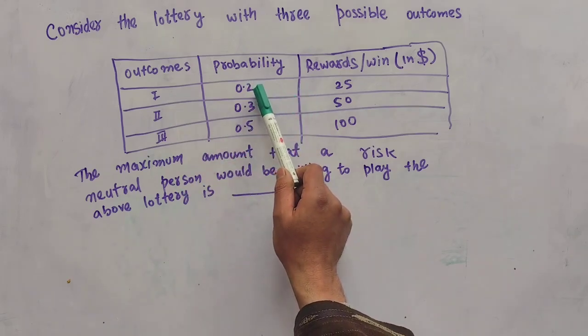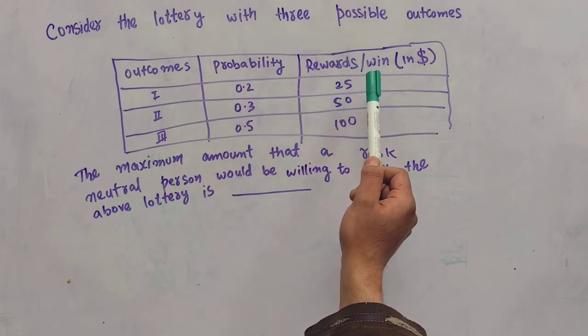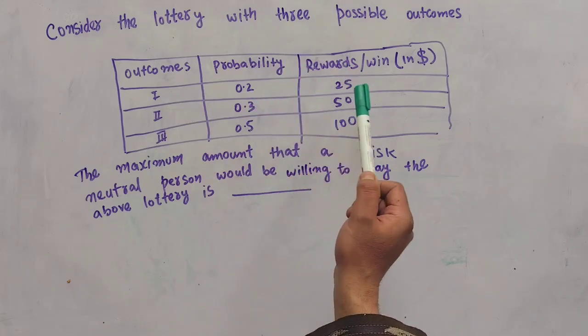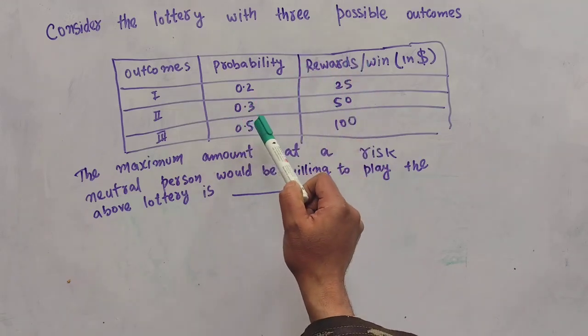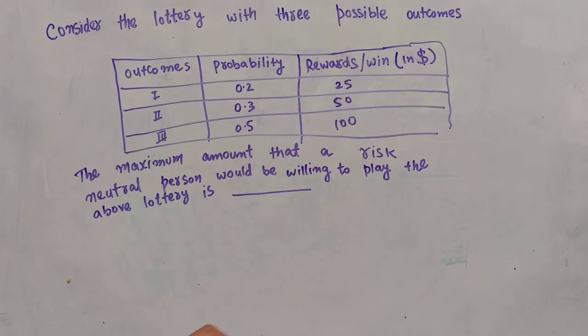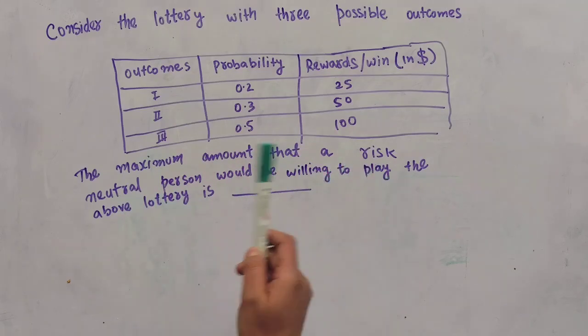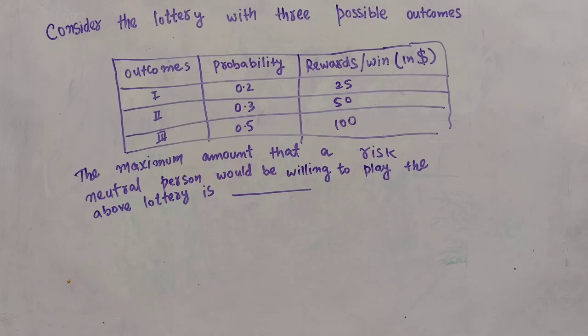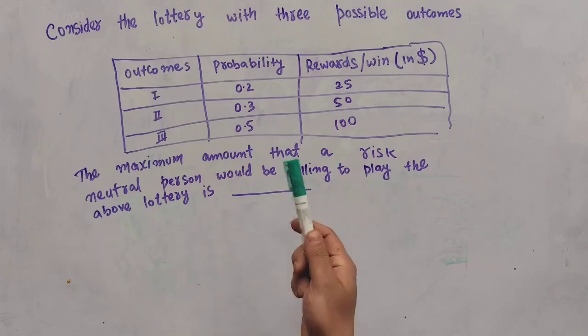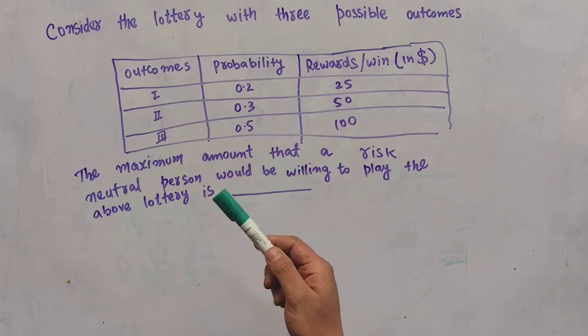Let me put it another way. There are 20% chances that the person will win $25. In the second outcome, there are 30% chances that he will win $50. In the third outcome, there are 50% chances that he will win $100. The maximum amount that a risk neutral person would be willing to pay to play the above lottery is what we need to find out. Now, a risk neutral person would pay the expected value of the lottery to play it.